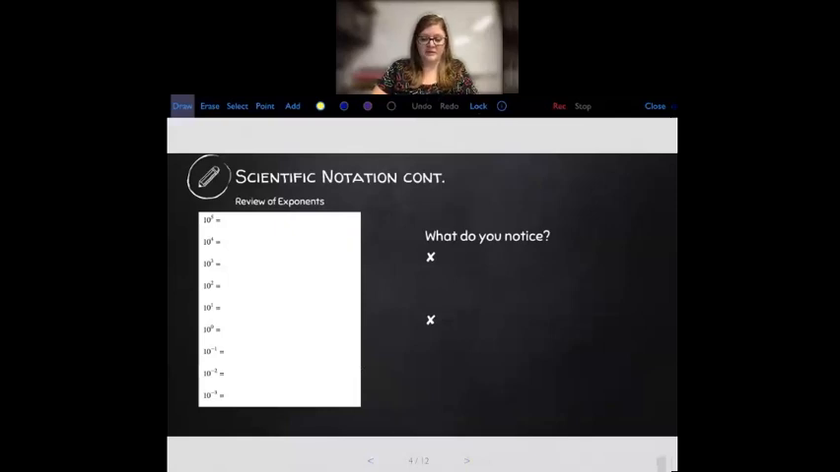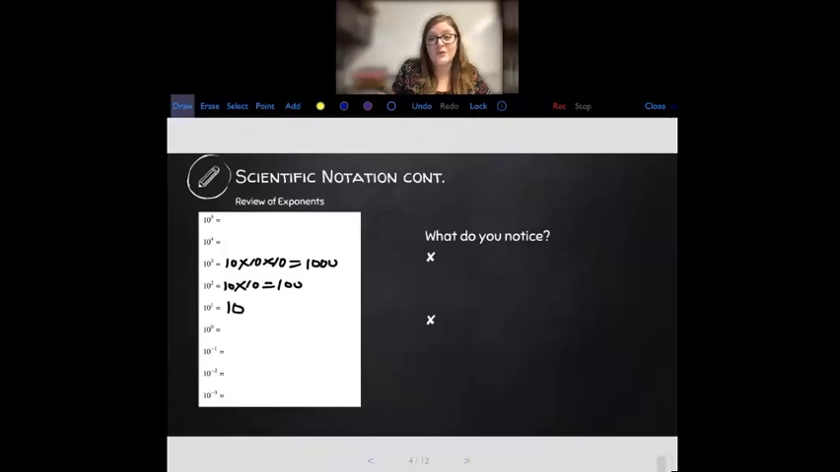So, review of exponents using powers of 10, because this is going to come up later on. We'll start here at 10 to the first power. 10 to the first is just 10. 10 to the second means 10 times 10, which is 100. 10 to the third means 10 times 10 times 10, which is 1,000. 10 to the fourth, just a 1 with 4 zeros.